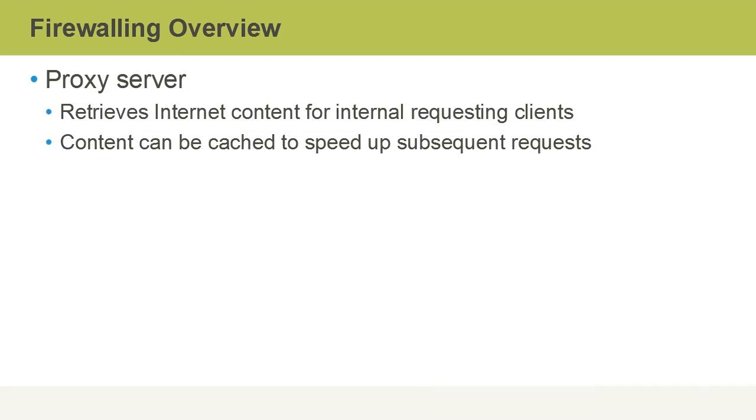Another type of firewall is a proxy server. It's designed to retrieve internet content for internal clients that request it, so it's really masking or hiding the true identity of those requesting clients. Another benefit of a proxy server is content that is retrieved can be cached to speed up subsequent requests.